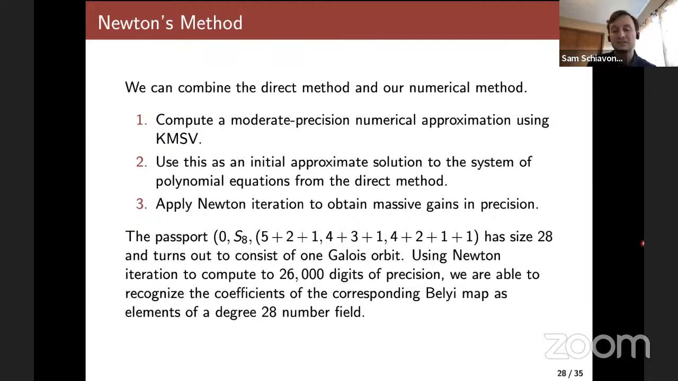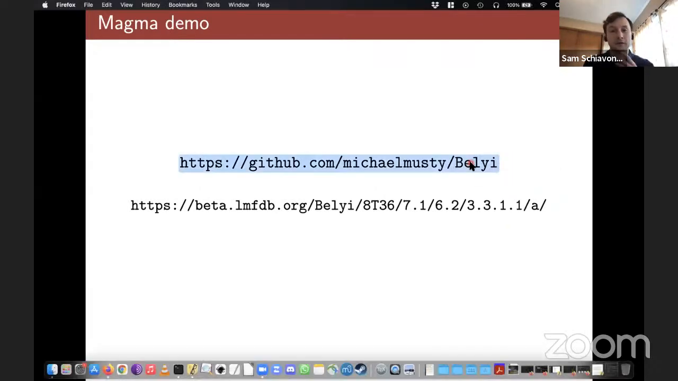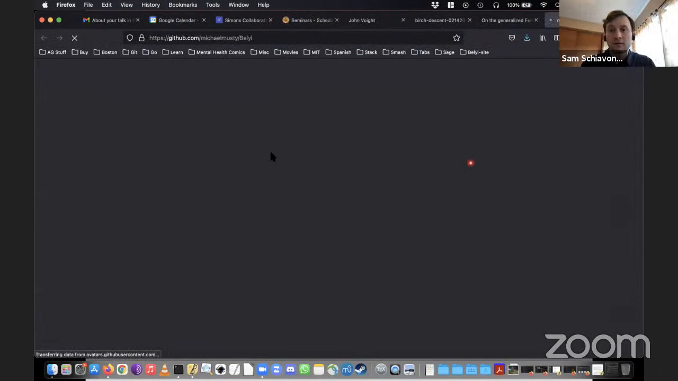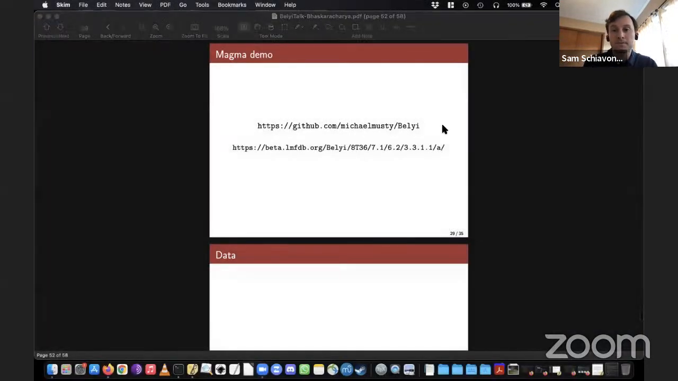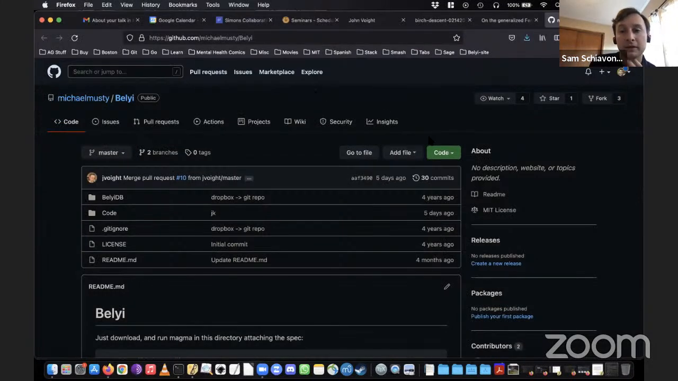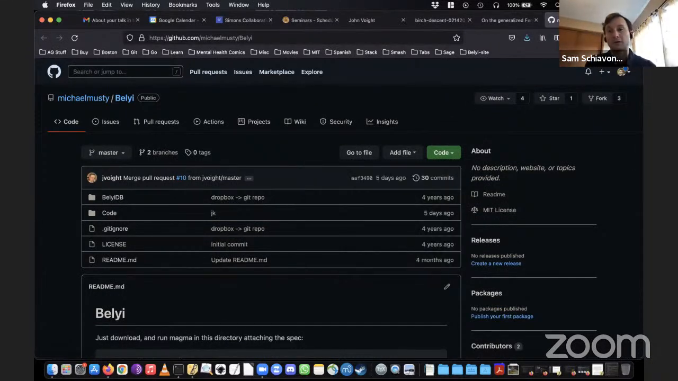So I'm not going to do that example in Magma because it would take too long. But here's a brief example. This code is available on GitHub at this link here. Maybe I'll click on it. Maybe I'll get out of full screen mode too. All right, so here's the GitHub link. If you want to get the code, you can just clone it here. And if you want to actually do some development, you can fork it using the link up here.